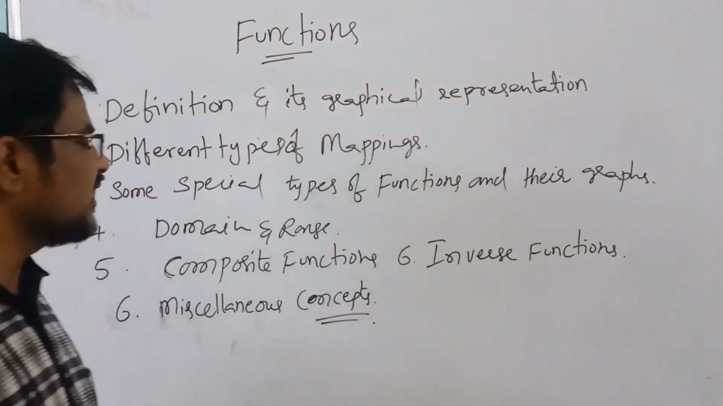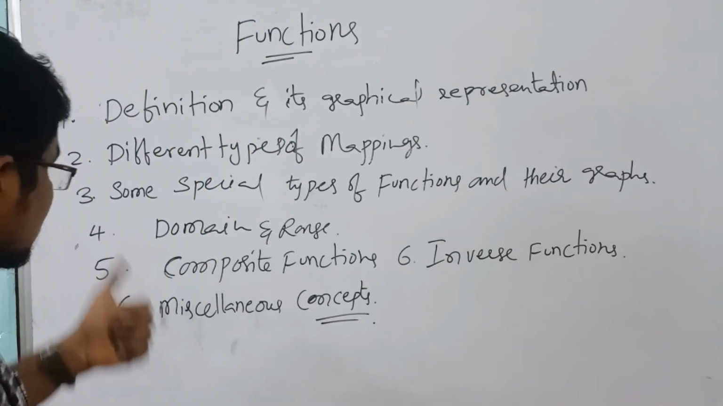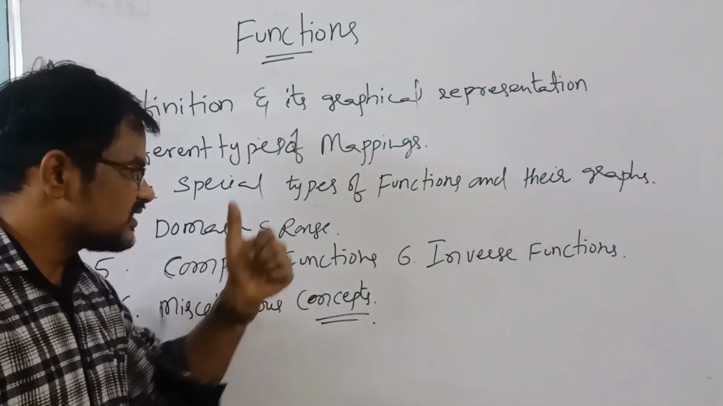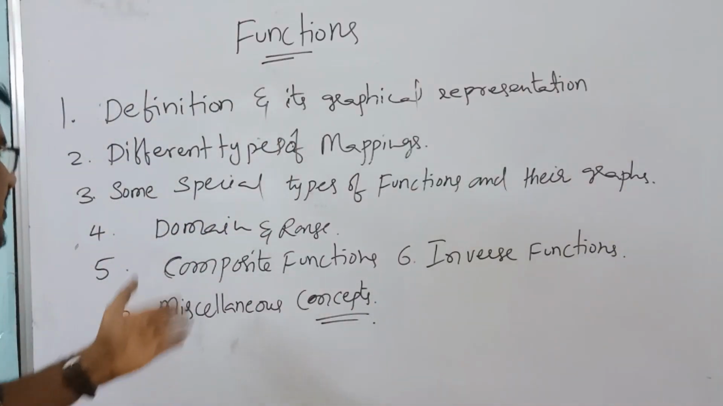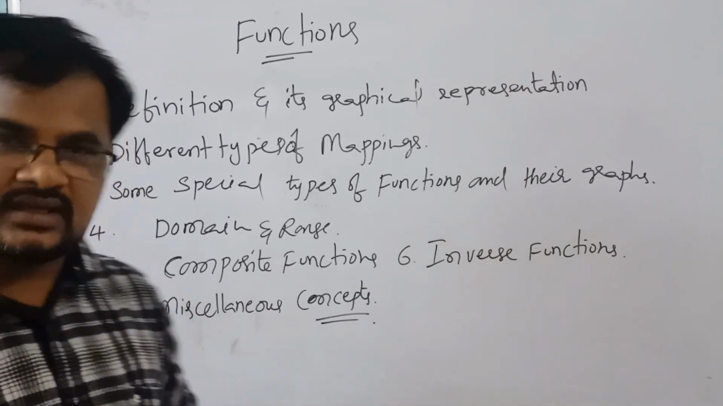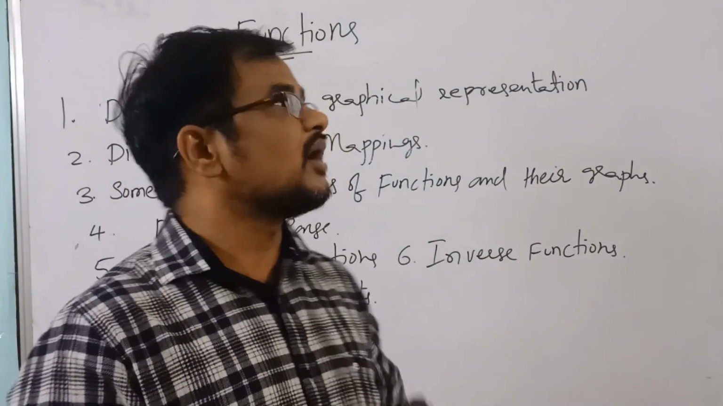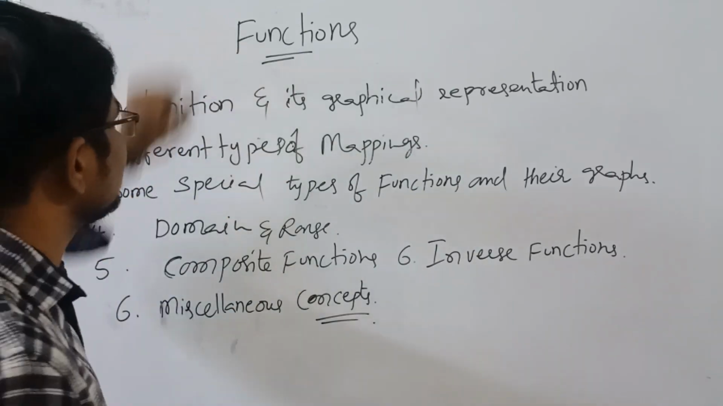And domain and ranges of different types of functions. And the fifth one is composite function, and the sixth one is inverse function, and some miscellaneous concepts also there. So after completion of this one we will discuss that one also, okay, right? And now come to the first one, definition and its graphical representation of the function.